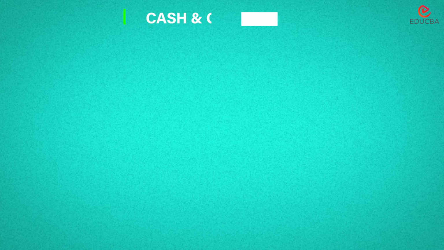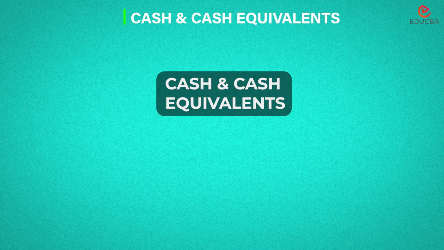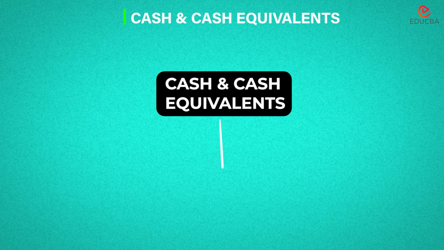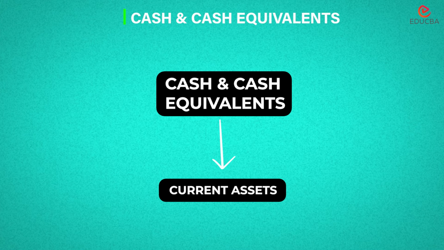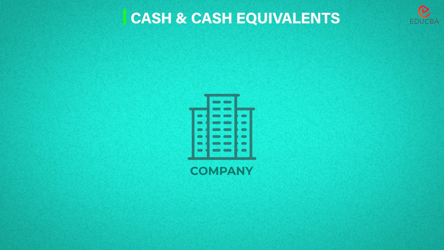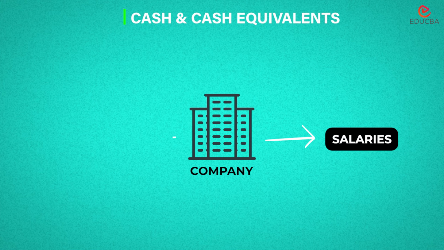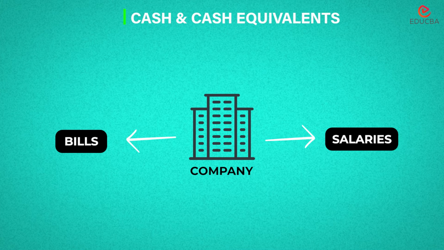Now let us discuss cash and cash equivalents in much more detail. Cash and cash equivalents, as we have discussed earlier, are part of the current assets. And if you look at cash, cash is actually required for day-to-day operations of the business. The company may have to pay salaries or pay bills in order to survive on a daily basis. So they cannot run to the bank in order to withdraw money and pay basic salaries or bills.